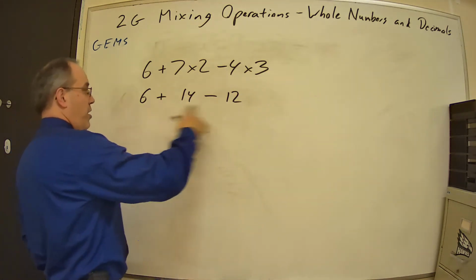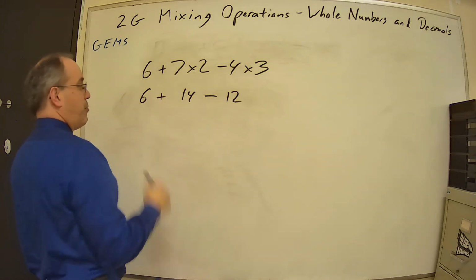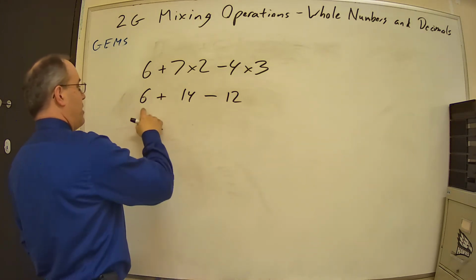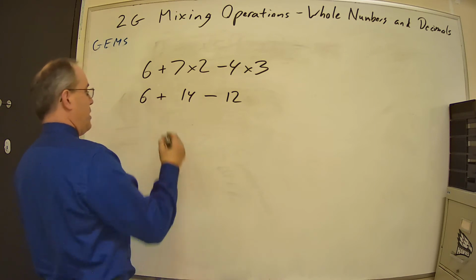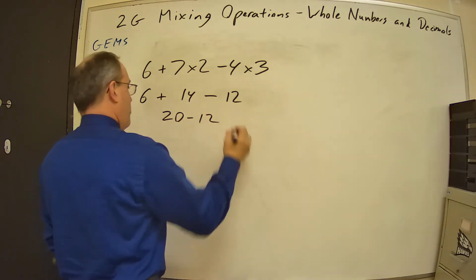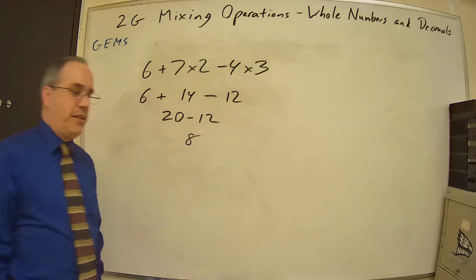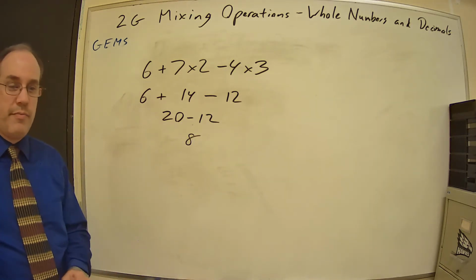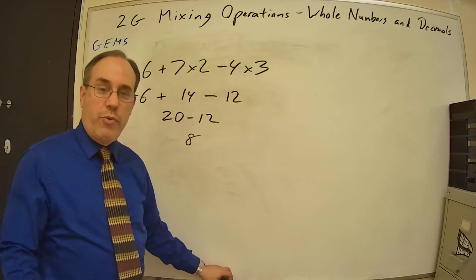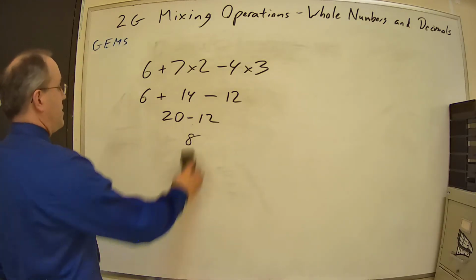Now I can go across left to right because I have addition, subtraction. 6 plus 14 is 20 minus 12. 20 minus 12 is 8. Well, you're doing pretty well thus far. Let's take it up a notch.